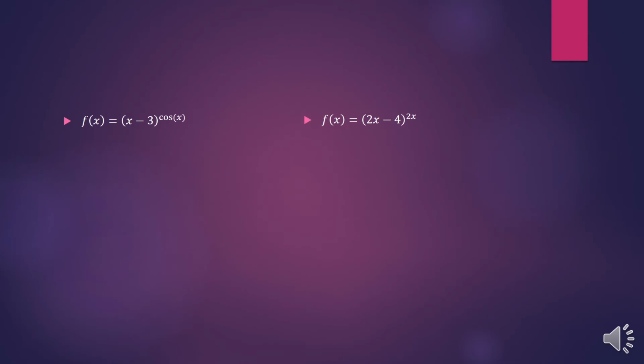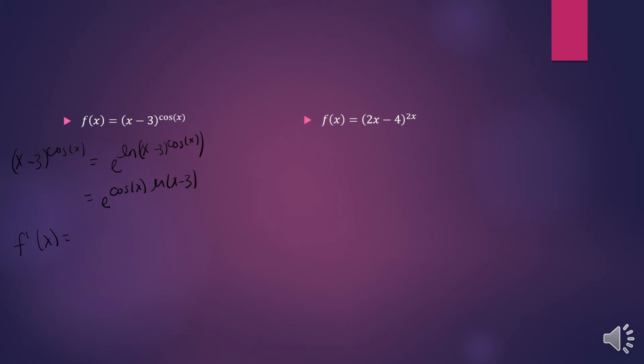Two more examples here for us to work out. So I have this x minus 3 to the cosine of x. So just like we've been doing, because x is in the base and the exponent, we're going to start by rewriting it. So to rewrite it, we'll say this is e to the natural log of x minus 3 to the cosine of x. Once we do that, that cosine x is going to come out front. So I'm just left with e to the cosine x times natural log of x minus 3.